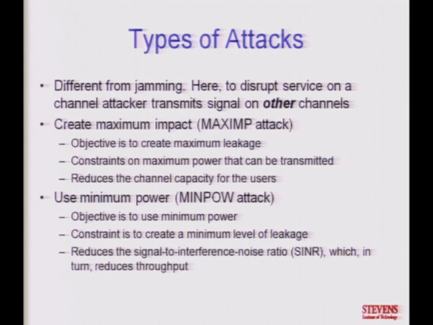In the MAXIMP attack, what I mean by that is, let's say there are 10 users. A certain power level P1 can create impact for user 1, but not necessarily for user 2. So he wants to transmit as high a power as possible, so that on average everybody, almost everybody, is impacted. Whereas in the MINPOW attack, you just transmit enough so that you attack the users enough to create a loss in the signal to noise ratio, or the throughput.